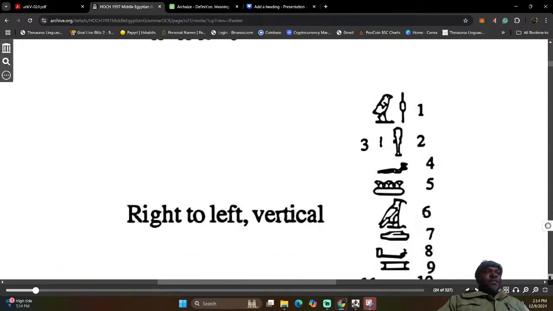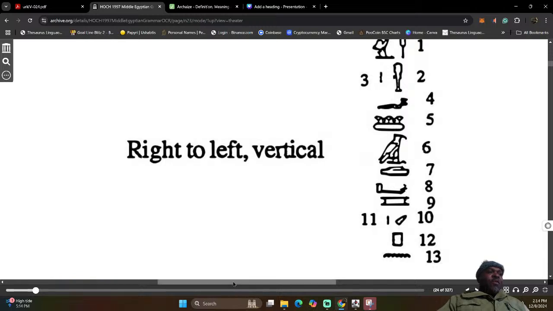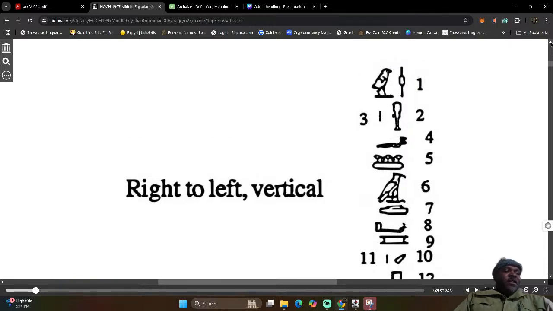And then we can see it right to left vertically, right? So let's talk about right to left vertically.